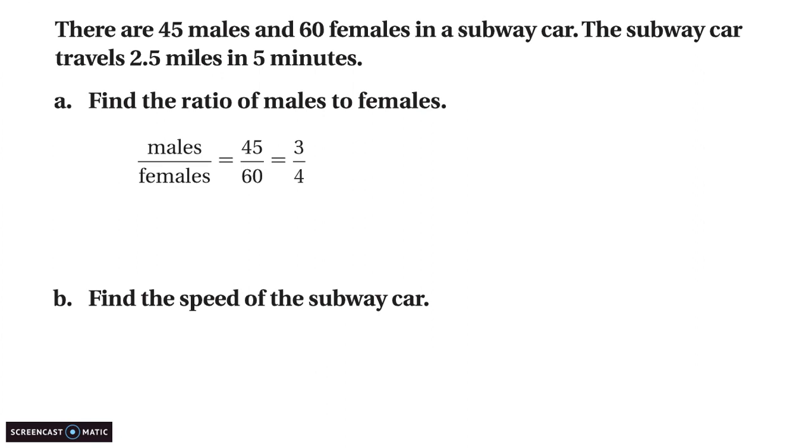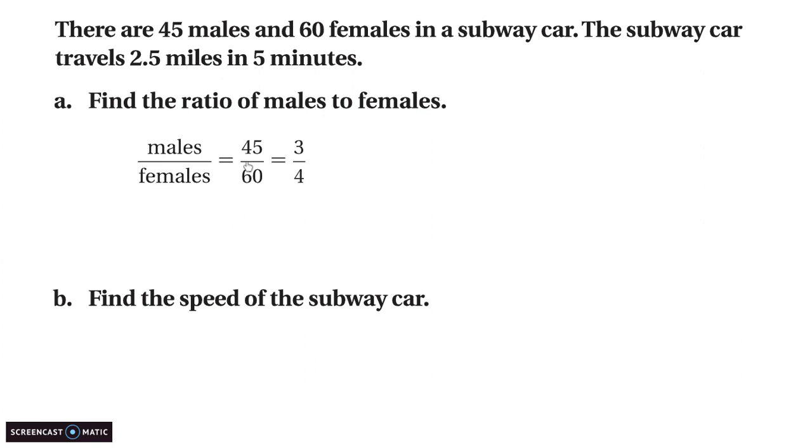Why is it 3 to 4? Simple, okay? They simplified it. For every 3 males, there's 4 females. We have 45 over 60. We take their greatest common factor, which in this case is 15. 45 divided by 15 is 3. 60 divided by 15 is 4. So we just want to simplify our fractions.